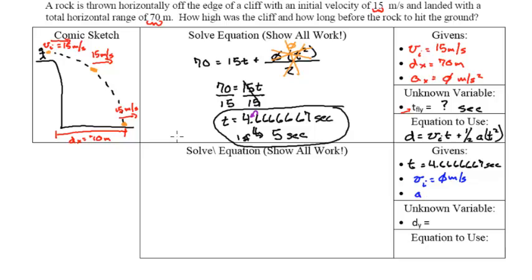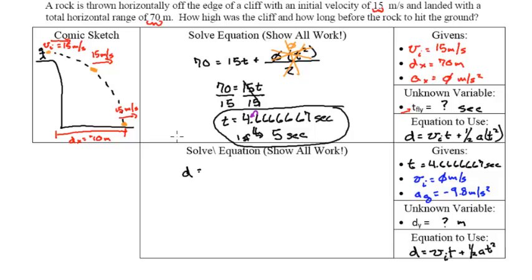And I know that the acceleration due to gravity is negative 9.8 meters per second squared. And if I want to know what distance is, that's going to be in meters. Which equation am I going to use? Distance, acceleration, velocity initial, time. Okay. Let's replace letters with numbers.